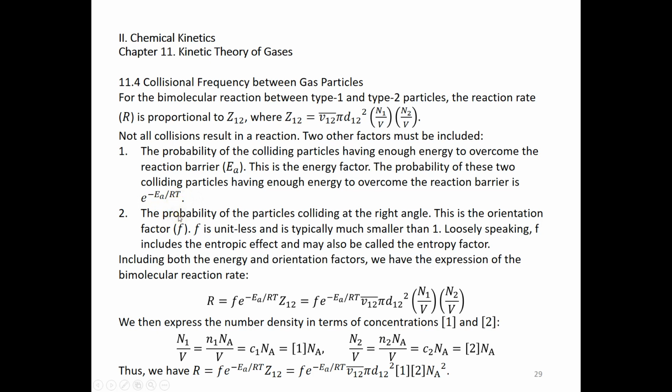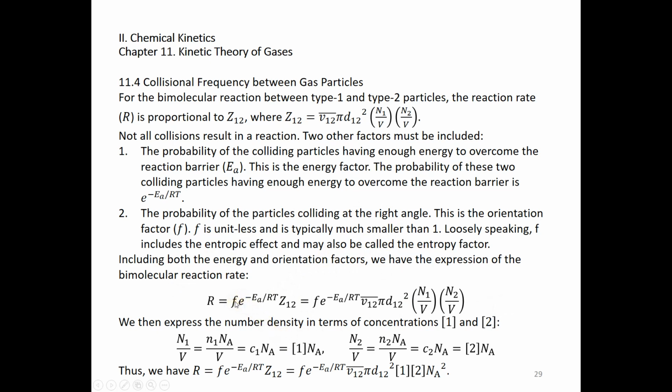The second one is the probability of the particles colliding at the right angle, and it's the so-called orientation factor. This orientation factor is denoted by F. F is unitless, and it's often much smaller than 1. Loosely speaking, F includes the entropic effect, so we often call that the entropy factor as well. We have the energy factor, we have the entropy factor. Now, including both the energy and the orientation factor, we have this expression.